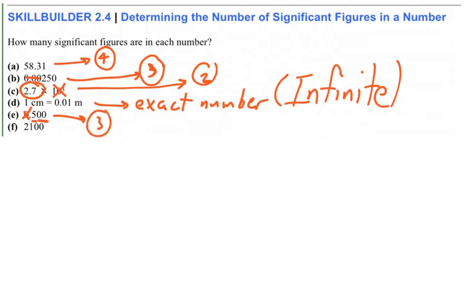And then the last one, your answer should be 2. And the reason is these 2 zeros, they're trailing zeros, but there's no decimal point. So they're placeholders. Only the 2 and the 1 are significant in that example. Okay? And that will conclude our lesson on significant figures.